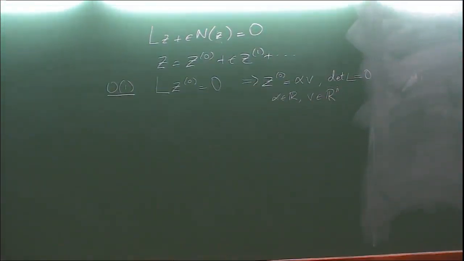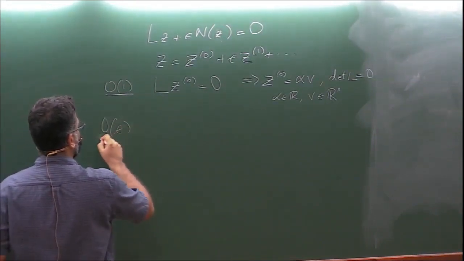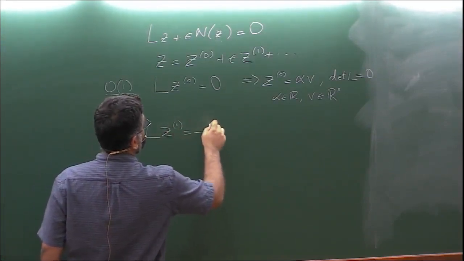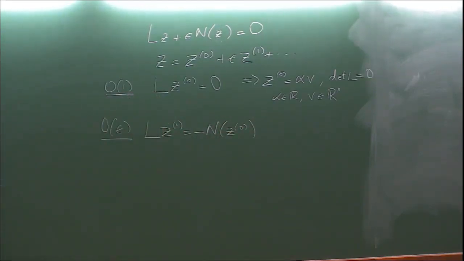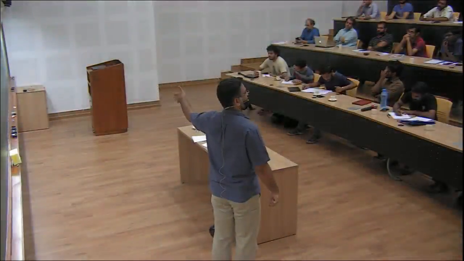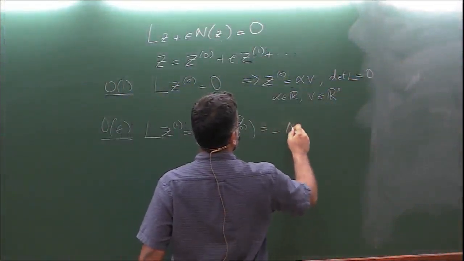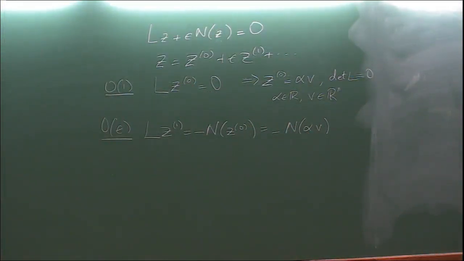Okay? So that can be the case, right? Where V is the eigenvector with 0 eigenvalue. Now the order epsilon problem will turn out to be, necessarily, right? So I have to pick up everything with an epsilon. So I'll get Z1 from the first term, and I'll get N of Z0, which of course I can write as negative N of alpha V. Okay, nothing done so far.